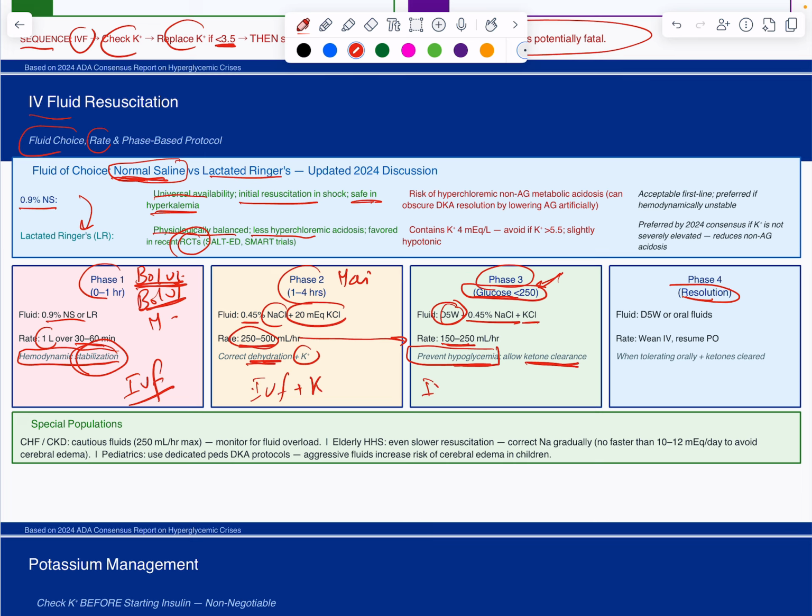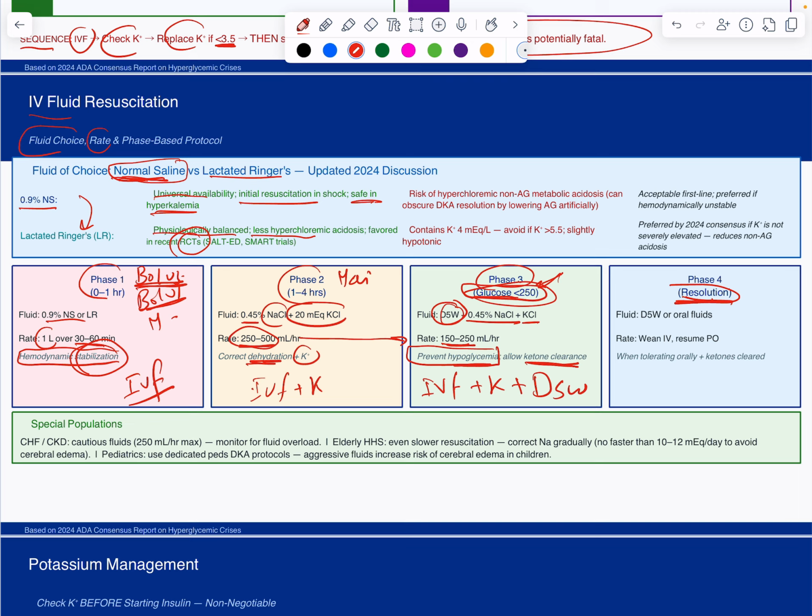Here we're giving the IV fluid plus potassium plus some dextrose to avoid the hypoglycemia, and usually the glucose drops below 250 in this phase. So we stabilized, we treated the dehydration first and the potassium, and here we are trying to avoid the hypoglycemia and clear the ketones. Phase four, it's almost the resolution phase.